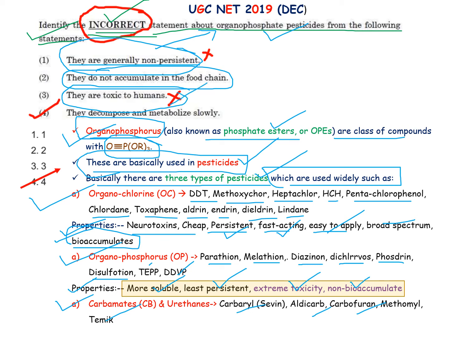But it is given that they decompose and metabolize slowly. No, this is wrong, because it is more soluble, so it should be metabolized fast and it will be released through the human body. So the slowly option is wrong, so this is the answer, that is 4.